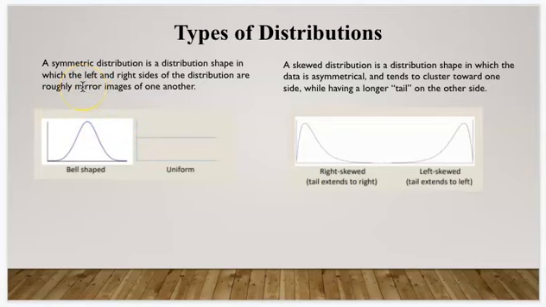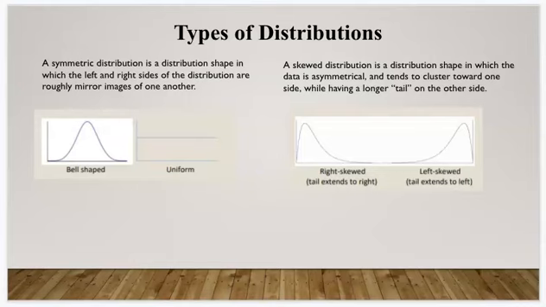So notice that it says the left and right sides of the distribution are roughly mirror images of each other. So in a bell shape, if you drew a line right down the middle of this, the left and the right sides are mirror images or rough mirror images of each other. The same is true in a uniform distribution. If you drew a line down the center of the data, since it's uniform, all the data would mirror each other. In a skewed distribution, the data is asymmetrical.